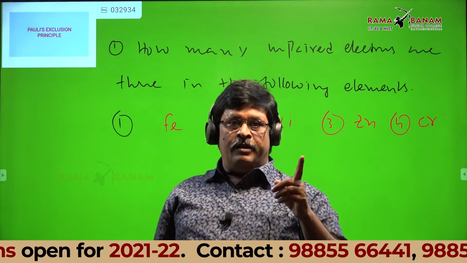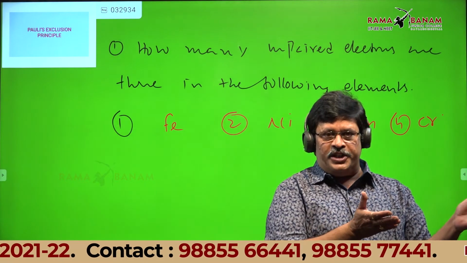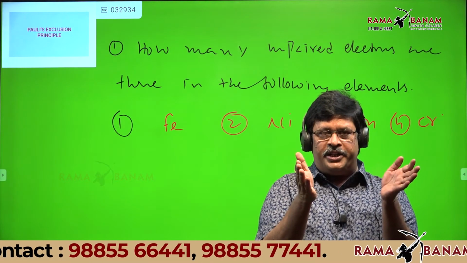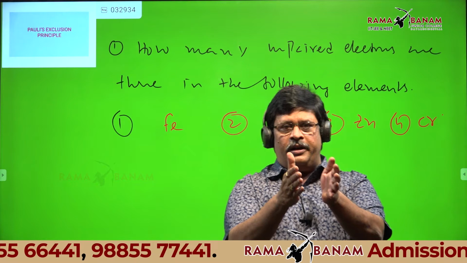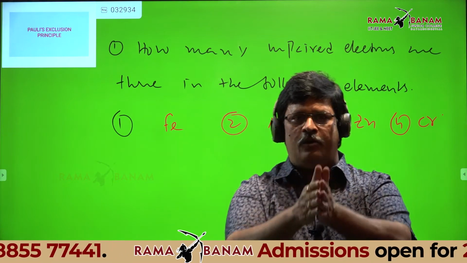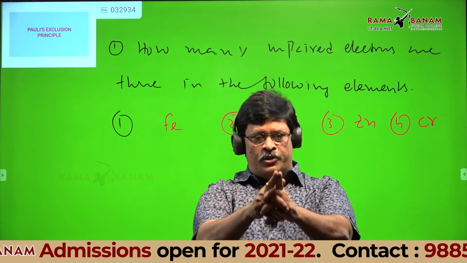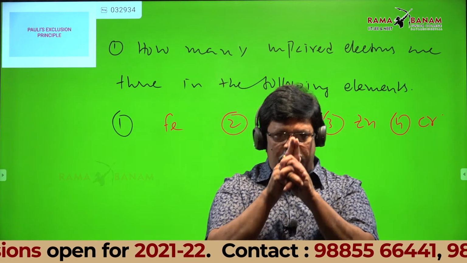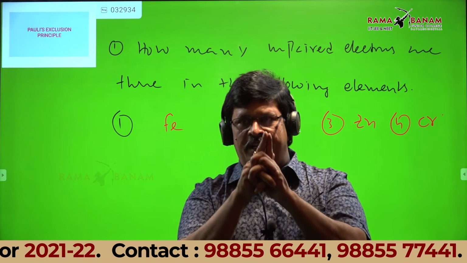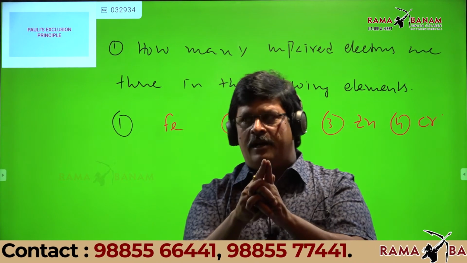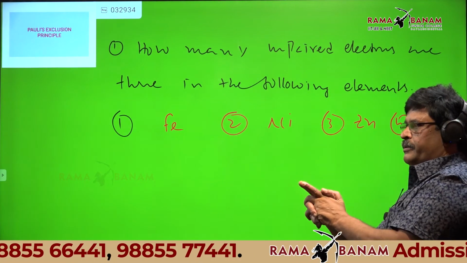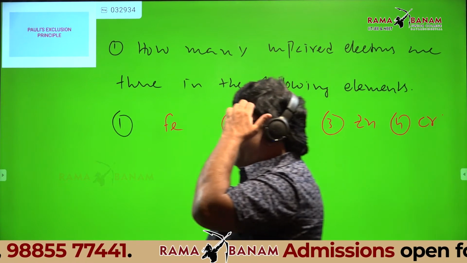Listen to me, students. Just now you have written the configurations. Don't go through that configuration. You again write the electronic configurations and then only you tell the unpaired electrons. Don't go through your notes. Write one more time the configurations of these 4 elements and you write the number of unpaired electrons. Please do it. I'll give 4 minutes time.